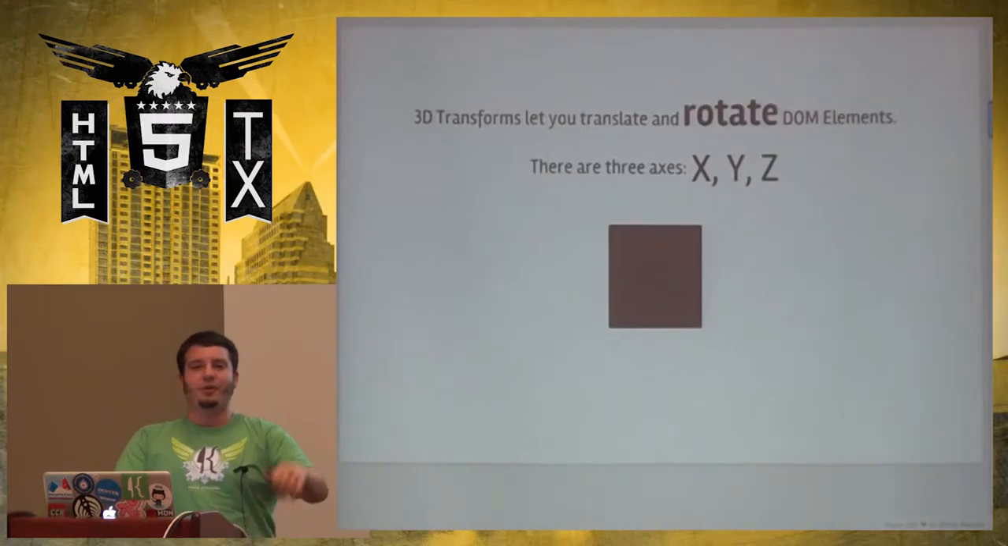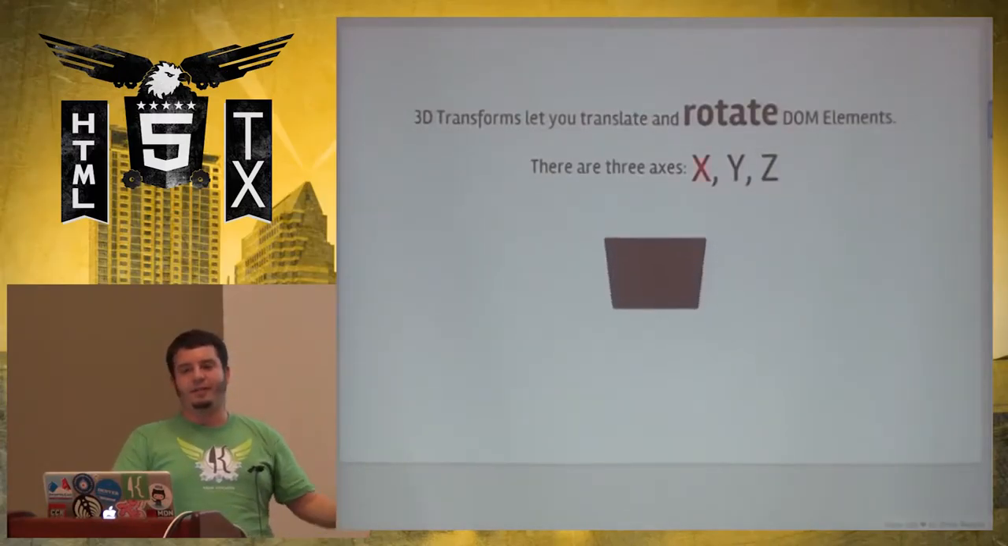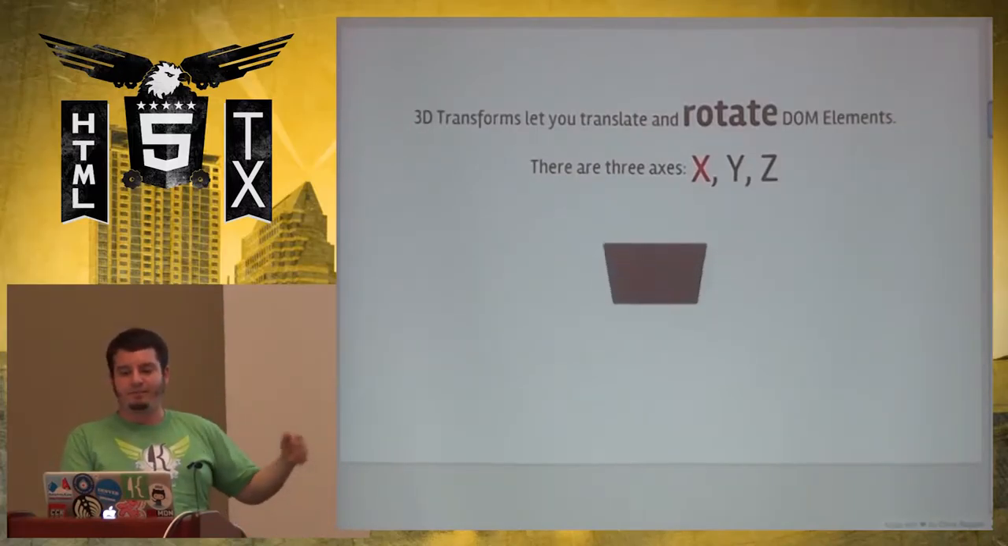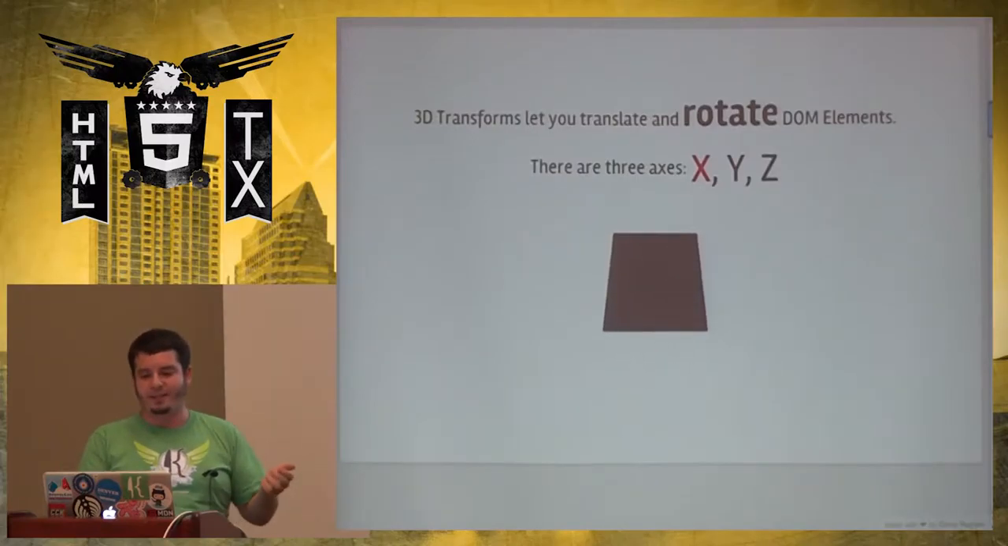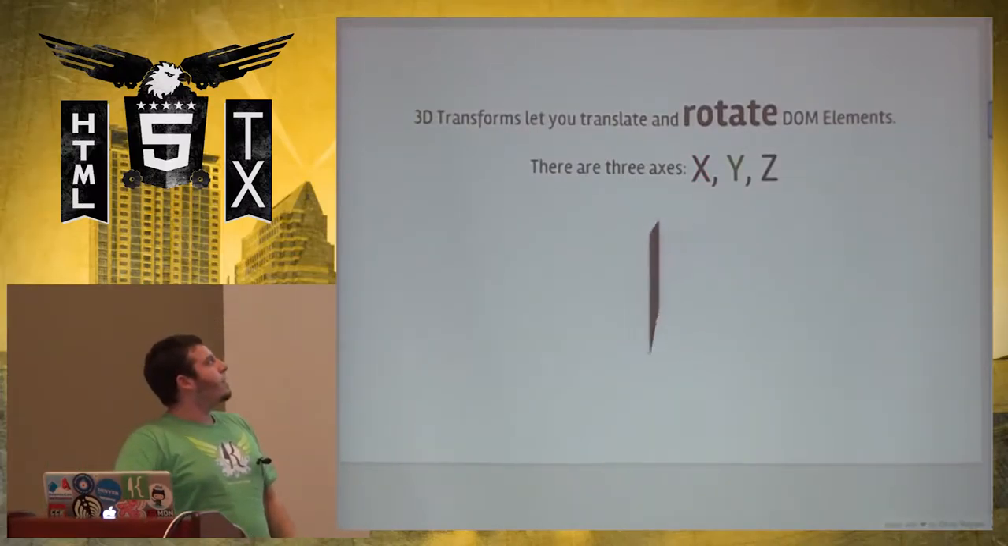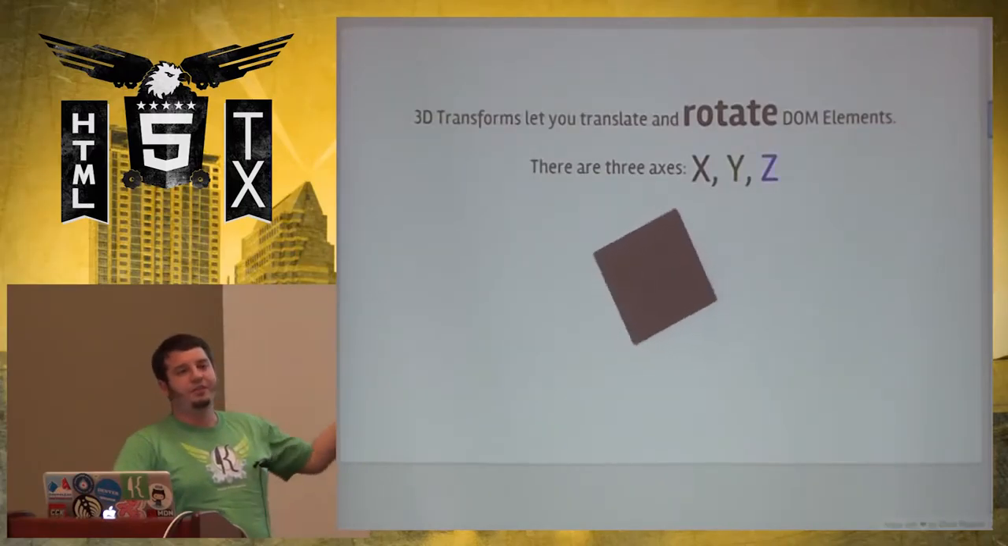Then you can also rotate things with the transforms. You can rotate things in the x-axis, and that looks novel to us, right? That's like 3D motion in the browser. That's not normal. You can do it in the y-axis as well. And then you can rotate on Z, which actually looks fairly mundane.